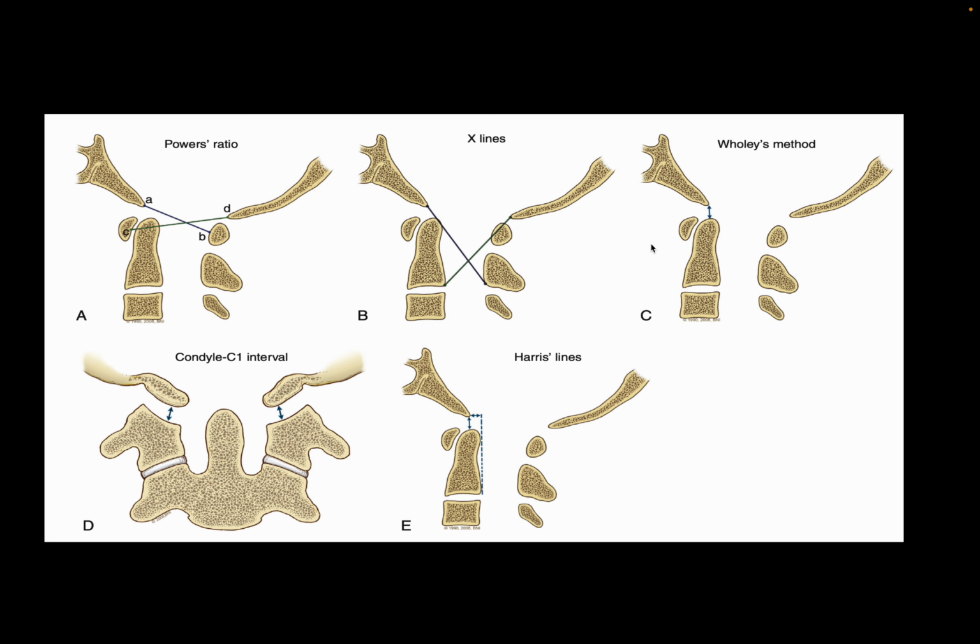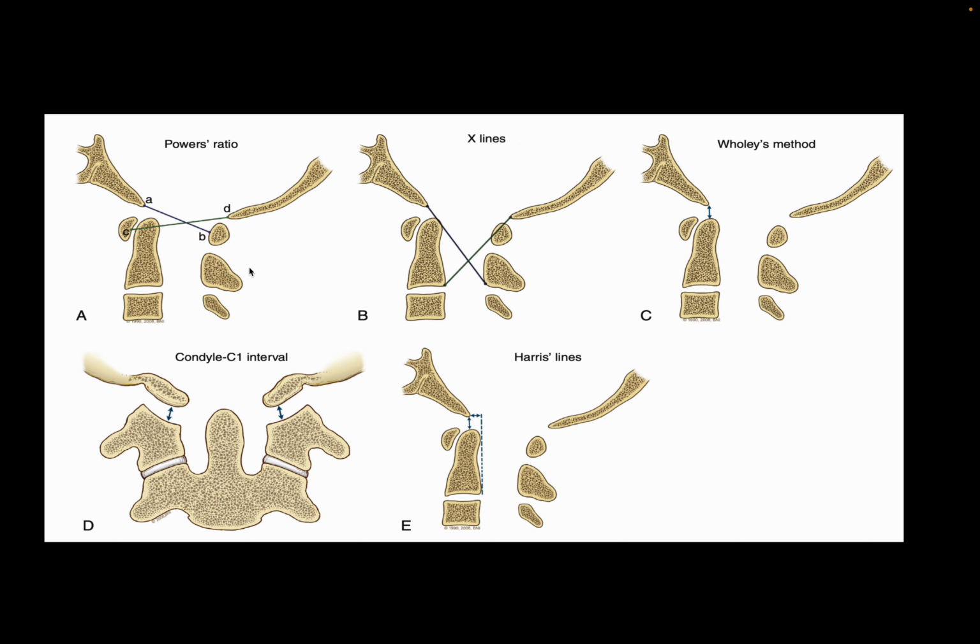All right, so we'll talk about the Wholey method first. Really, what we're looking at here is going from the basion to the apex of the dens, and we're looking at the basion to dens angle. What they say is displacement of more than 10 millimeters is going to be considered abnormal.